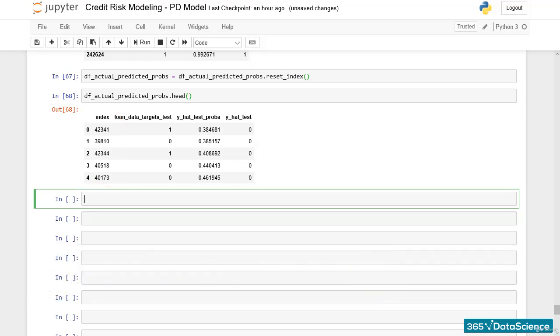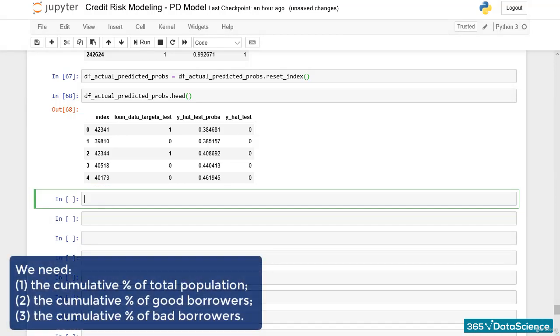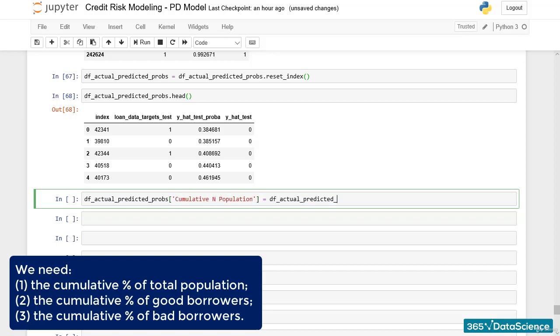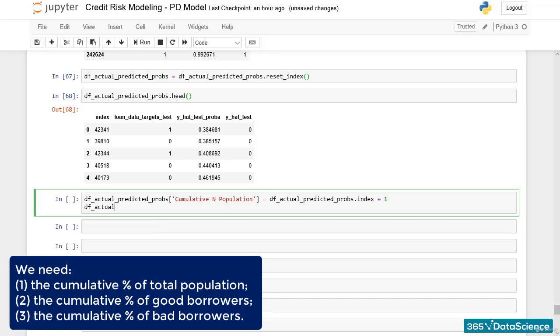Alright, to make plots of our model performance criteria, we need the cumulative percentage of the total population, the cumulative percentage of good borrowers, and the cumulative percentage of bad borrowers. Let's start by calculating the numbers first. The cumulative number of total borrowers on each row is the index of the row plus 1. The cumulative number of good borrowers on each row is the total number of ones in the loan_data_targets_test variable up to that row. Since the loan_data_targets_test variable contains only zeros and ones, this can be expressed as the sum of all rows from the loan_data_targets_test variable up to that row.